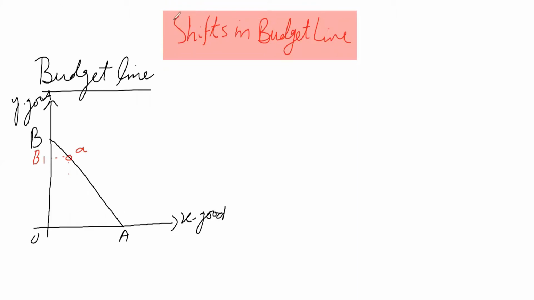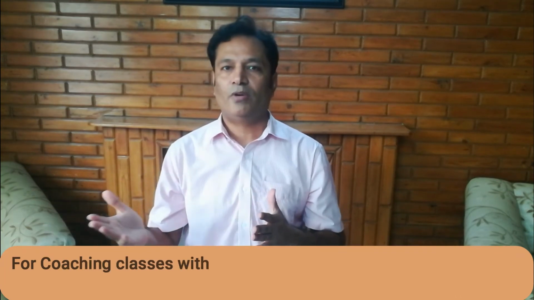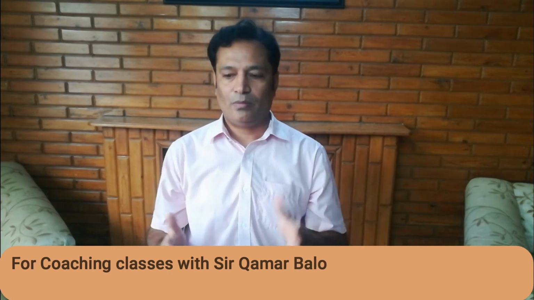At combination A, for example, we can see that consumer can purchase B1 quantity of y good and A1 quantity of x good, and at combination B, consumer can purchase B2 quantity of y good and A2 quantity of x good. So to get more units of x good, consumer has to reduce some units of y good. It is a basic assumption that we have limited budget. Whenever we want to purchase more quantities of one good, we have to reduce some quantities of another good.